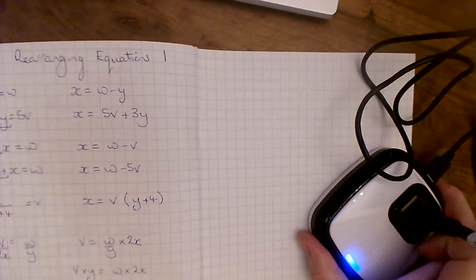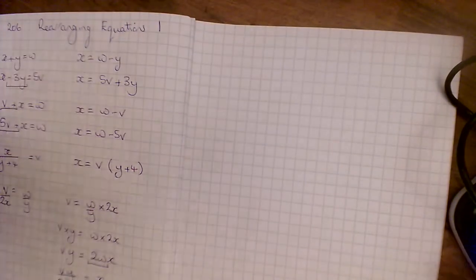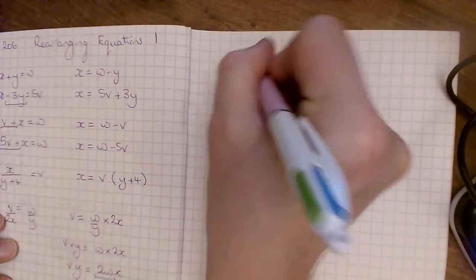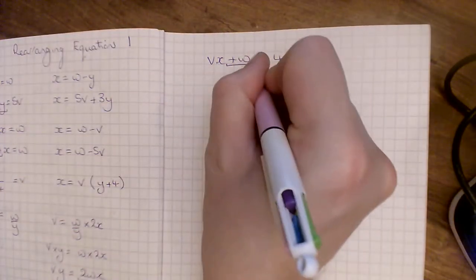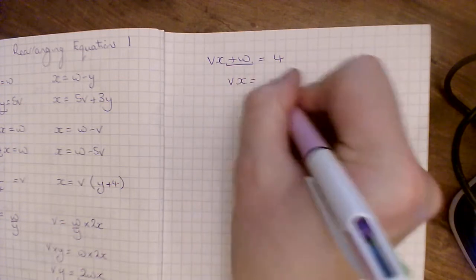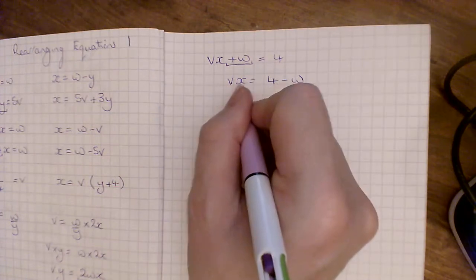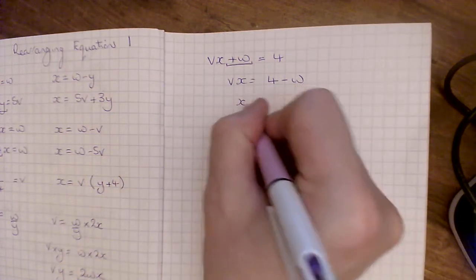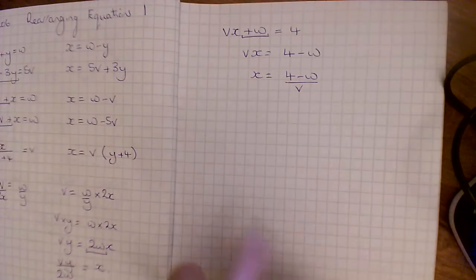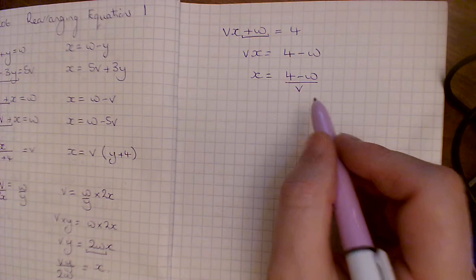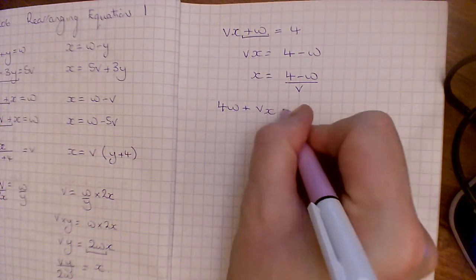Next one I've got up here. Let's push back there. It's still tight, isn't it? Yep. So I've got vx plus w equals 4. So two steps to get this one sorted. I'm going to move the plus w on the other side first. So vx equals 4 take away w. Remember, if you move it across, you've got to change its sign. Now this is v times by x, so I'm going to drop the v on the bottom. So I'm going to get x equals 4 minus w all divided by this v. So that's that one.